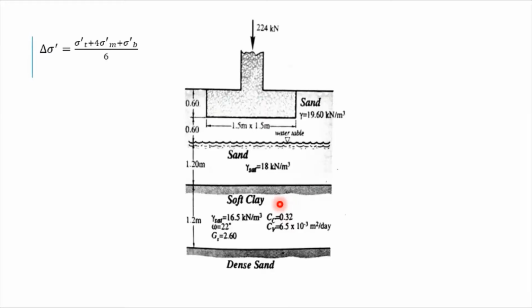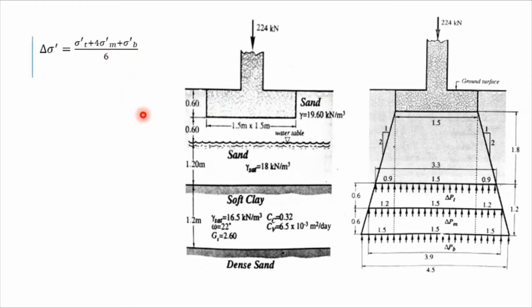Why? So if it's a footing, the change in stress is equal to the change in stress at the top, the change in stress at the mid height of the clay layer, and the change in stress at the bottom of the clay layer all over 6. So if it's a footing, we need to consider na yung change in stress dito is 224 din.